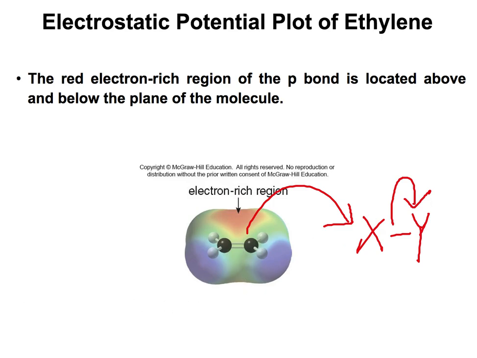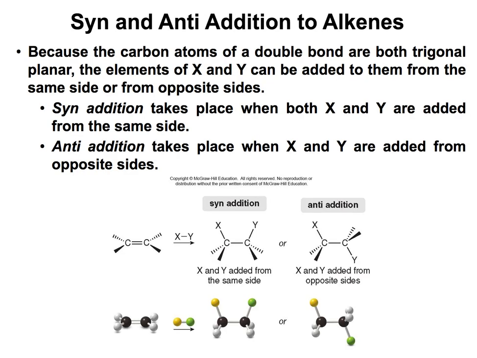That addition of those two atoms or groups of atoms can happen in two different ways. It can happen in a syn or in an anti fashion. So the syn addition takes place when both the groups that are going to attach to the double bond come from the same side, right? So the X and the Y come from the same side, and then they attach to the double bond. And when that addition happens first from one side and then the Y comes from the other side, we say that is an anti-addition.